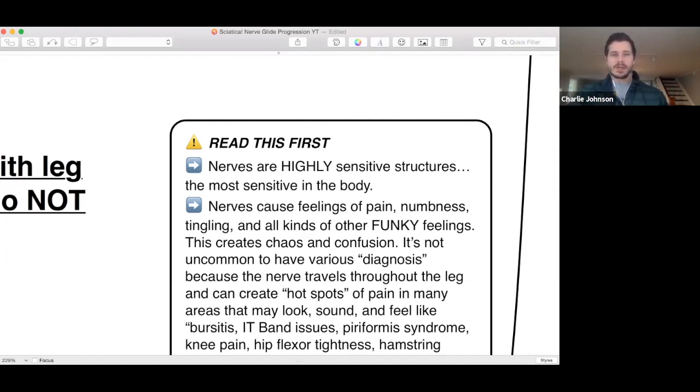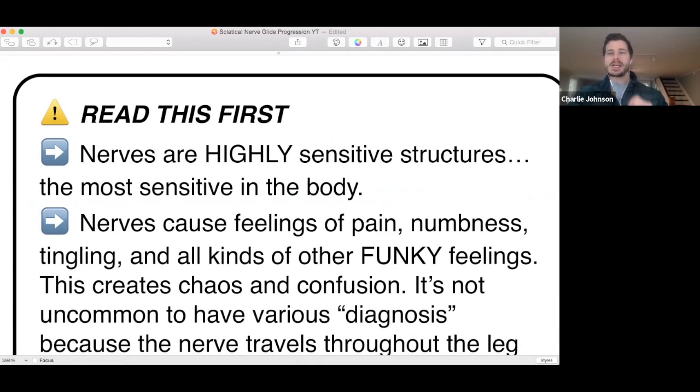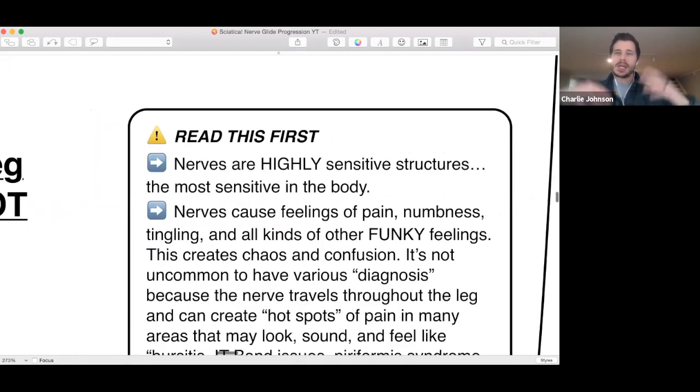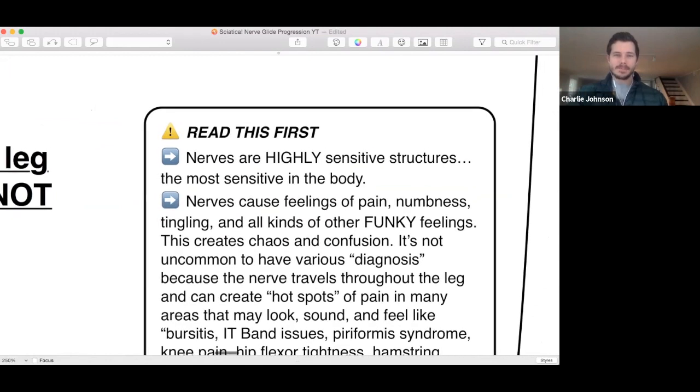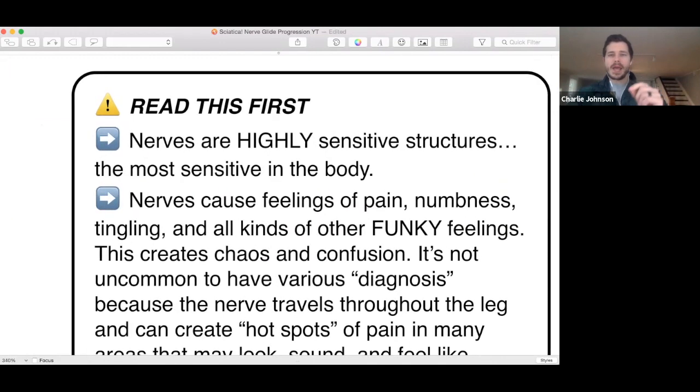So get this. Nerves are highly sensitive structures, the most sensitive in the body. You can shake off a little bit of a shoulder sprain or a joint that's a little cranky. Nerves, it ain't going to happen. All right. They are highly sensitive. They will tick things off and shut you down. Nerves cause feelings of pain, numbness, tingling, and all kinds of other funky feelings. This creates chaos and confusion.